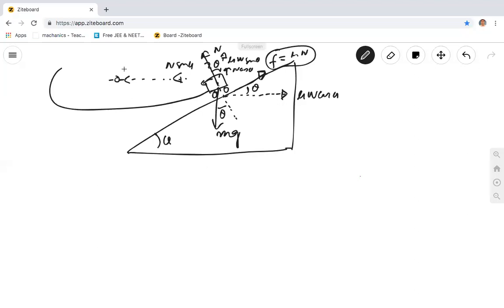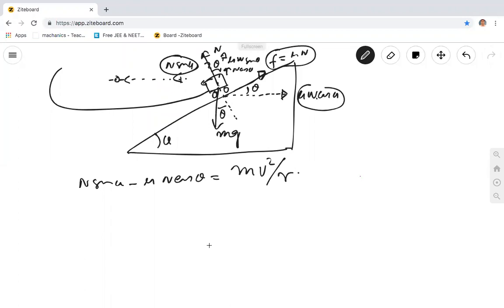I need force in this direction towards the center. What is the force which I have in this direction? That is N sin theta. You see, have a look, minus mu N cos theta. This force minus this force is the net force towards the center. That is N sin theta minus mu N cos theta is equal to mv square by r.